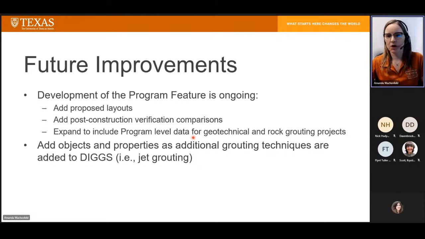Additional objects and properties will also continue to be added to DIGGS as additional grouting techniques are added, such as jet grouting. And I know that there's also work to add additional underground construction data schemas, such as foundations, into DIGGS.